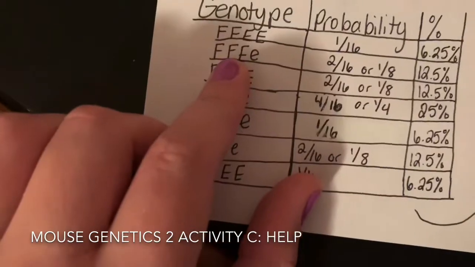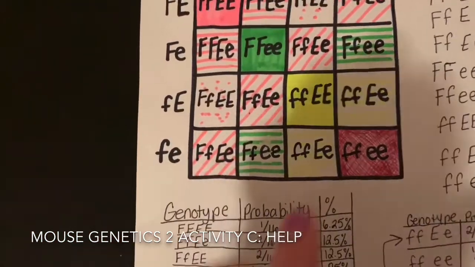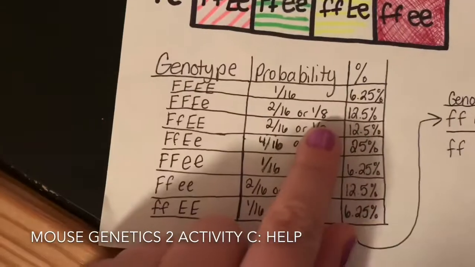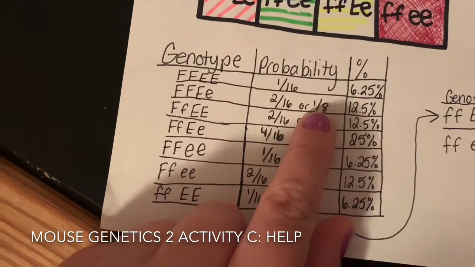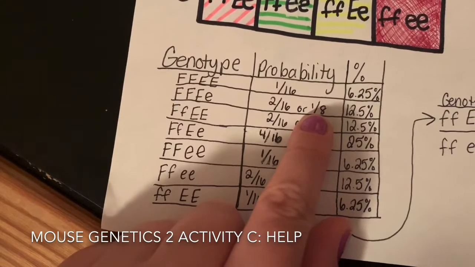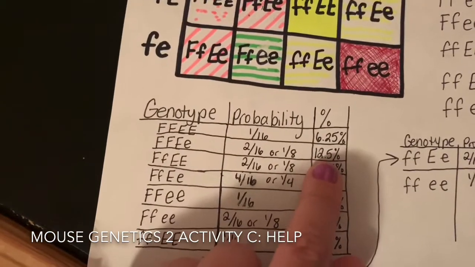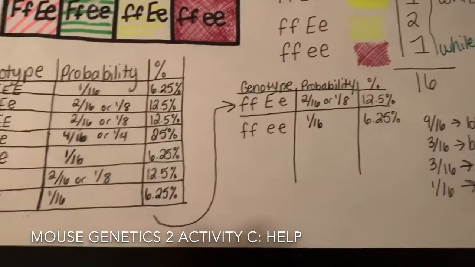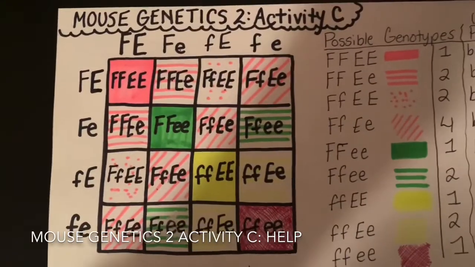Capital F, capital E, lowercase e. I've got 2 of those. So that's 2 out of 16 or 1/8. Again, I divide 1 divided by 8. I get 0.125. I multiply that by 100 for a percent, and I get my 12.5%. And this, again, all of your percents should add up to 100%. All of my fractions added up to 16. I had 16 boxes, so the math will work out there.